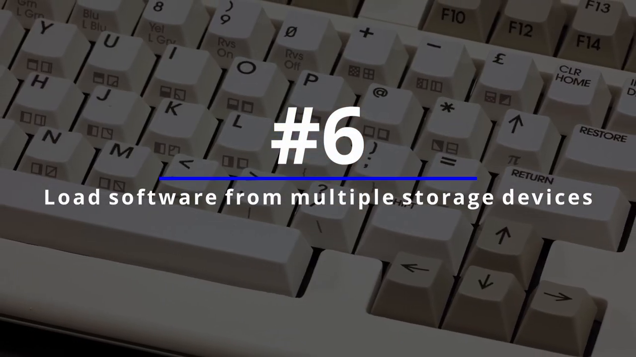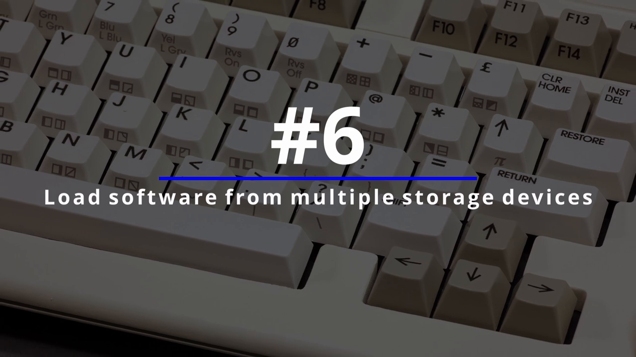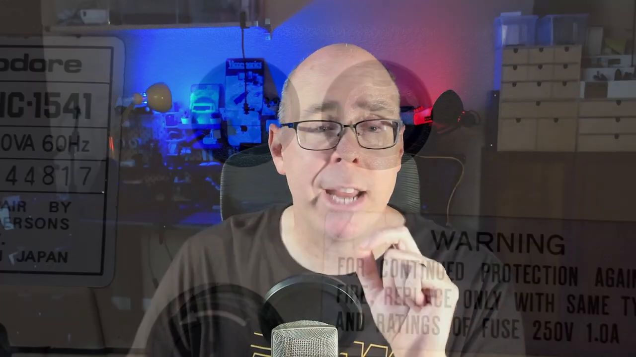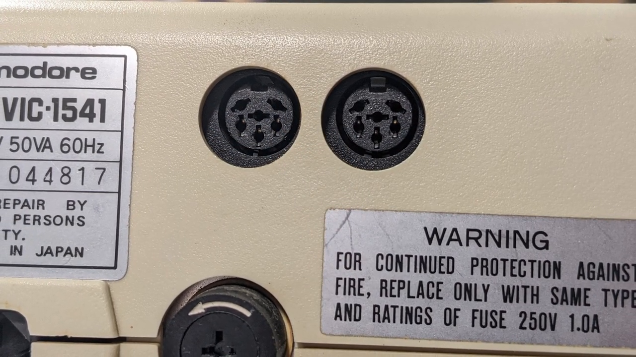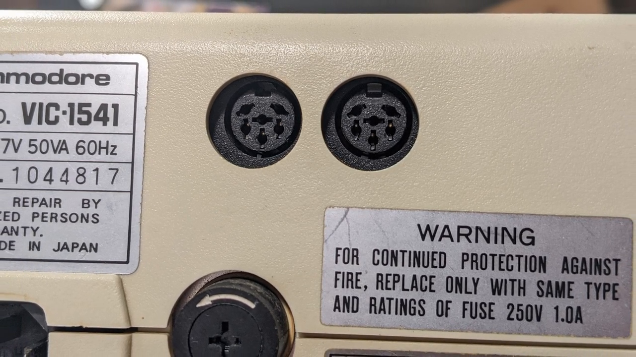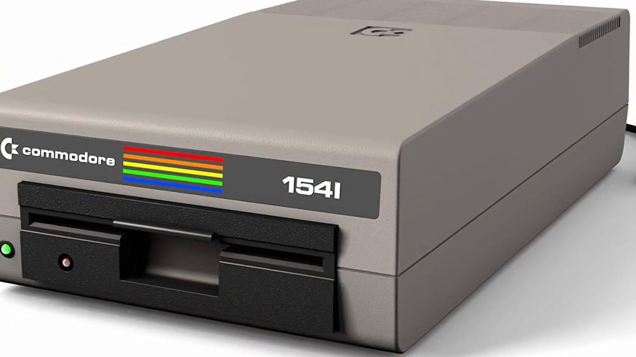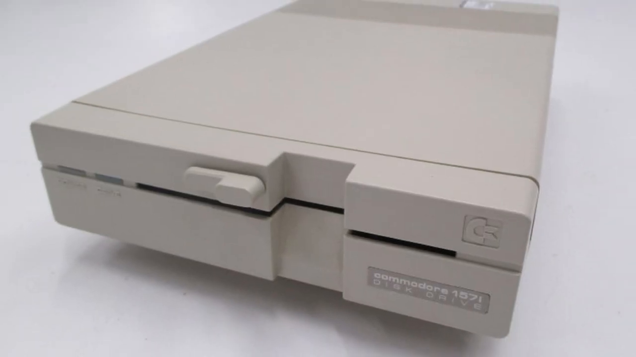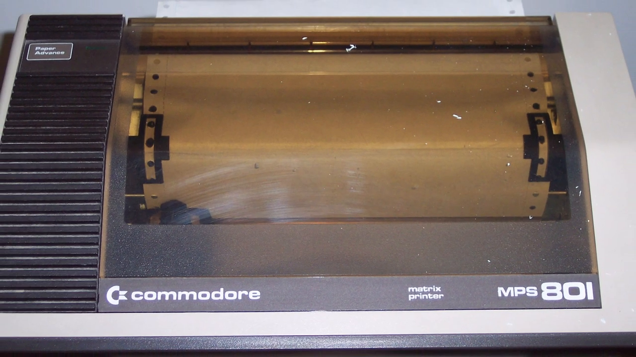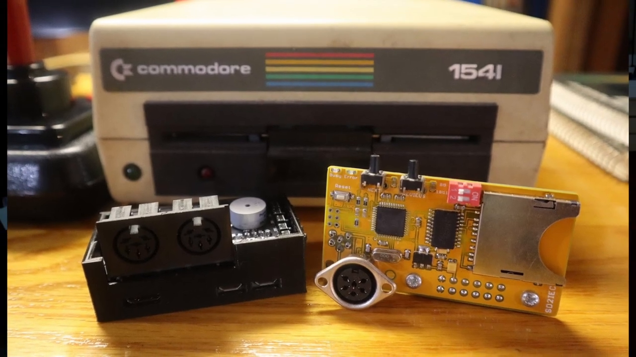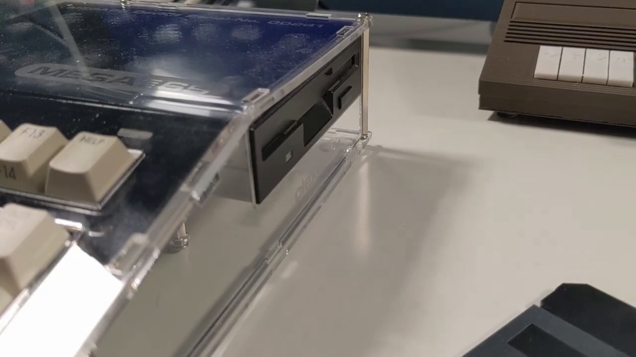Number 6, load software from multiple storage devices. The Mega 65 includes a port that, to my knowledge, no other modern Commodore recreation includes, and that's the serial IEEE 488 or IEC bus. This peripheral bus works with disk drives and printers, and its inclusion on the Mega 65 means we can use devices such as a 1541, 1571, 1581 disk drives, an MPS 801 printer, or even a modern SD to IEC device. Using an original disk drive will provide an authentic user experience.